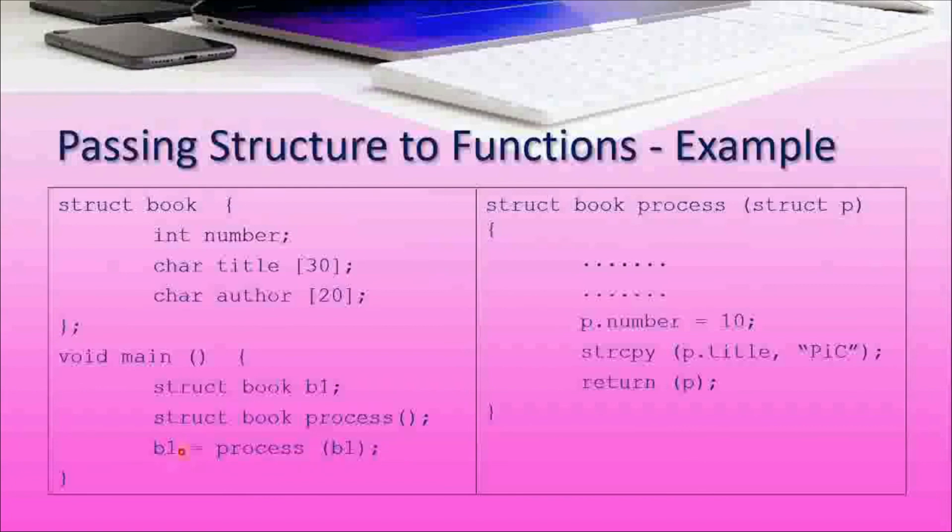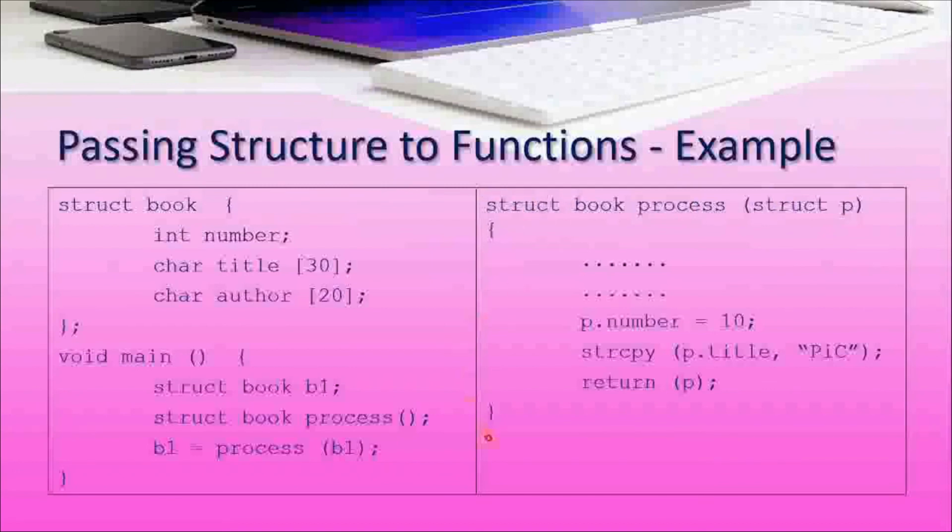So some process is to be done. So b1 equal to process b1. We are calling this particular function process with that particular structure type, that is a variable of type structure book, b1. Then the function of type struct, the function which returns the data type struct as well as takes in the data type struct, is given here. Struct book process, struct book p. So p is the element that is being passed into this particular function.